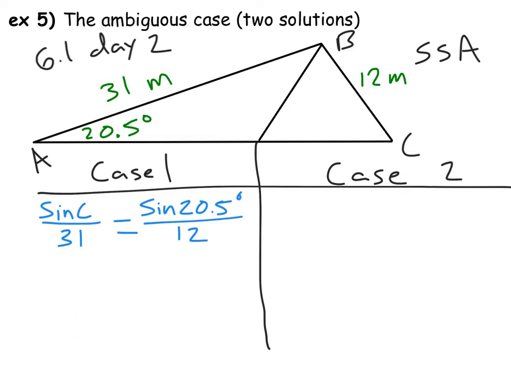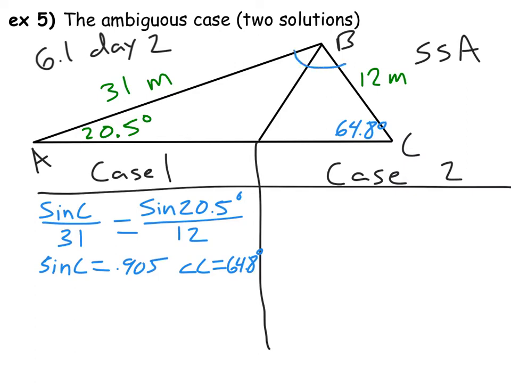I don't want this to get too cluttered with our second case. But when you do that, you would get that the sine of C is 0.905. You would do the inverse, and you would get that that angle is 64.8 degrees, which would be right there. So right now what I'm solving for here is this bigger triangle.